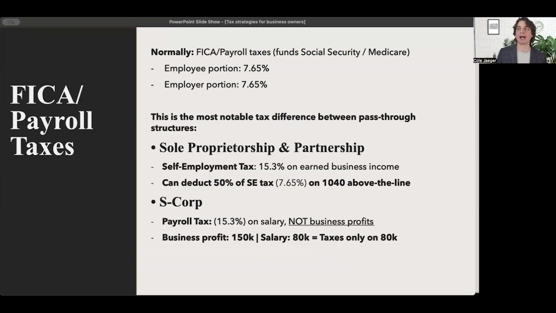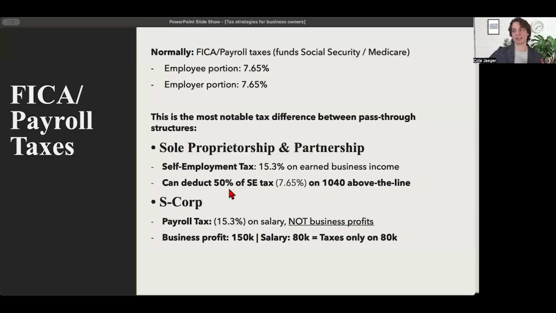Here is an area where the difference between these matters the most, and this is your FICA or payroll taxes. These fund Social Security and Medicare. So typically they're split between the employee and the employer, and each pays 7.65% on the employee's earned income. However, if you're taxed as a sole proprietorship or a partnership, you are the employer and the employee, and so you're paying the combined self-employment tax.